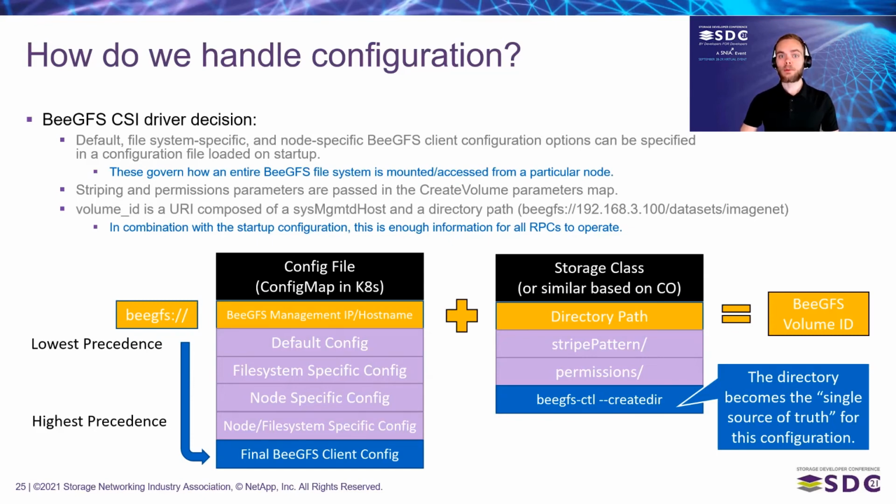To understand common or best practices in developing a CSI driver, we've looked at a number of other drivers and noted this URI approach is not uncommon. Combining this URI with our startup configuration allows us to perform all steps in the volume lifecycle, including unmounting and unstaging the volume from one node, staging and mounting it to another, and deleting it when it is no longer needed. Over the next few slides, we'll look closer at how we implemented handling BeeGFS client and dynamic configuration.